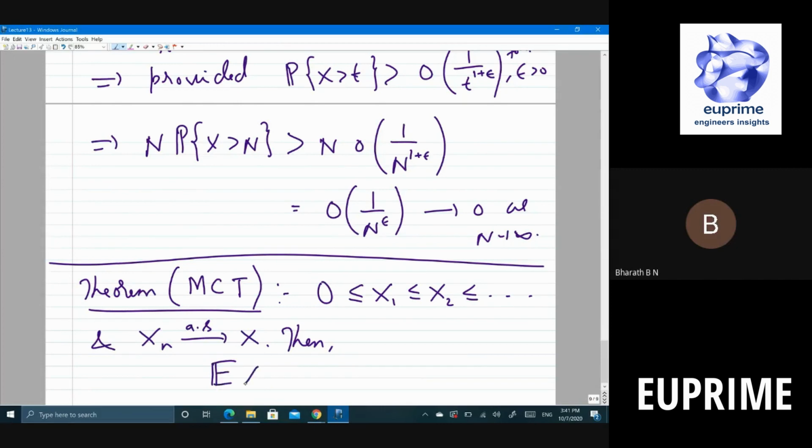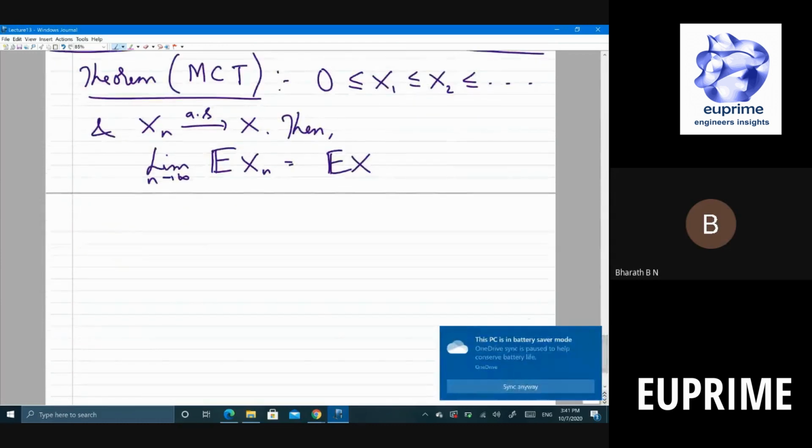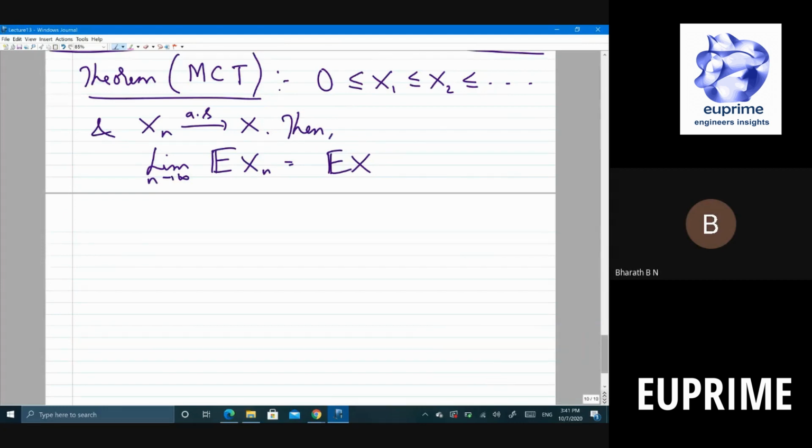Then the limit of expected value of xn is expected value of x. Rishabh, one of the questions that you asked in one of the classes was whether you can interchange the limit and integral, right? Expectation is basically an integral, and there is a limit outside, and I'm pulling it inside, and I'm saying both are equal. In fact, the limit of xn is equal to x almost surely, probability 1.